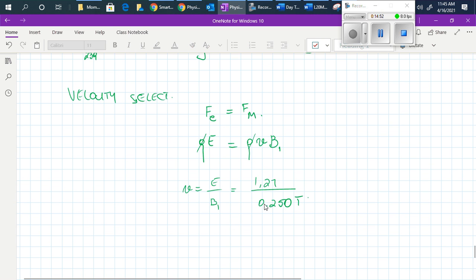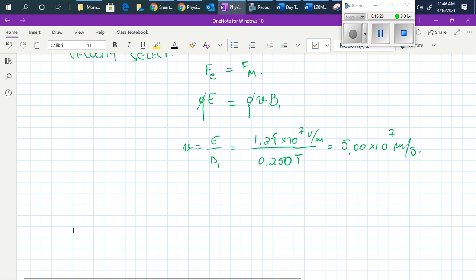1.25, not 27, times 10 to the power of 7, and this is volts per meter. When you enter this in your calculator, what you will see is that the velocity of the ions that are selected to go to the ion separation is 5.0 times 10 to the power of 7 meters per second. And now the ions are entering into the ion separator.